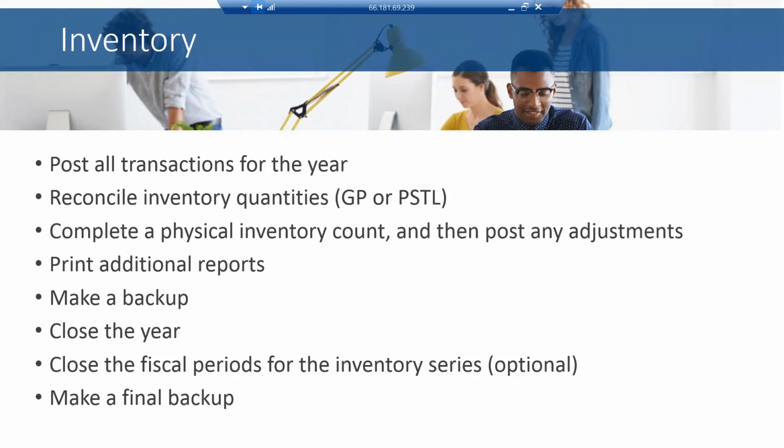Any additional reports that you use out of inventory, whether that be inventory turns, whether that be stock status reports and so forth, should be printed out at that time. And then when you've done all of that, you now are prepared to do your year-end close. And so in that situation, you should be able to make your backup and then close the year. Now an optional step thereafter, like I mentioned a little bit ago, is to close the fiscal periods for the inventory series and then make a final backup. So really what you're going to have is a pre-close and a post-close backup for your inventory. And that'll be true as we go through all of these different modules.